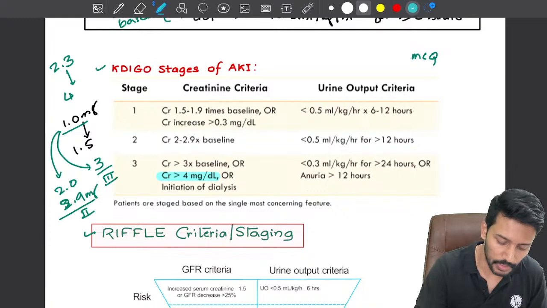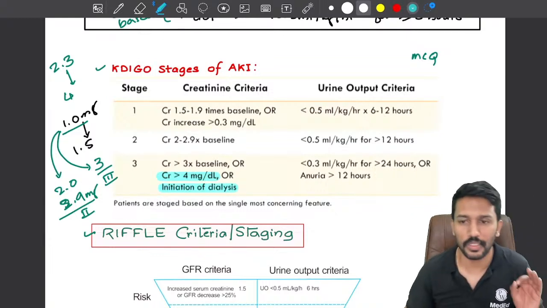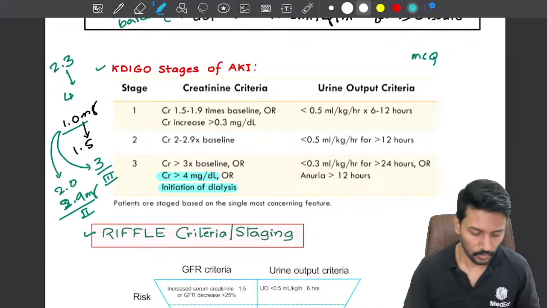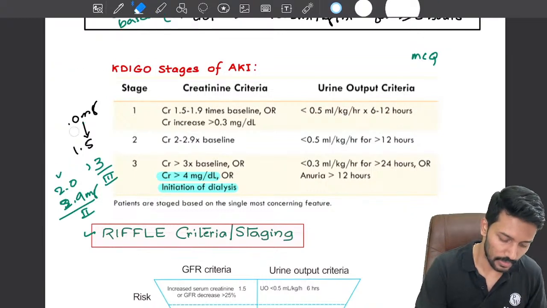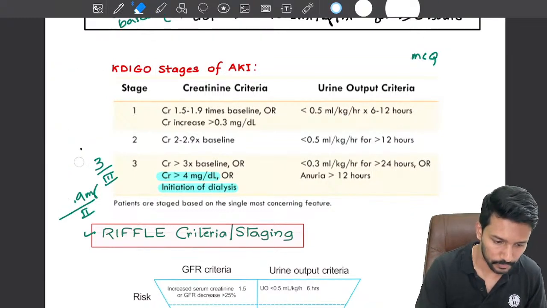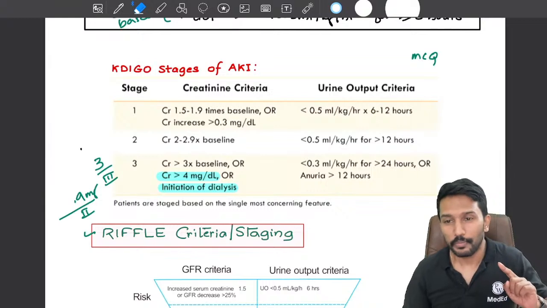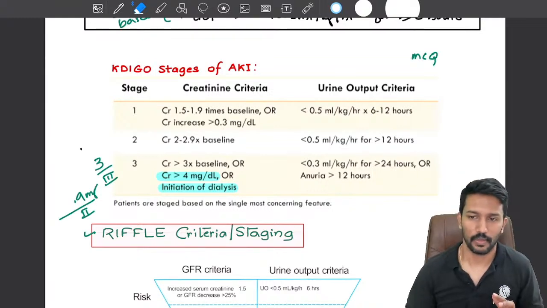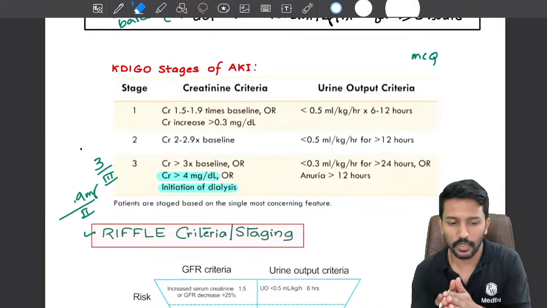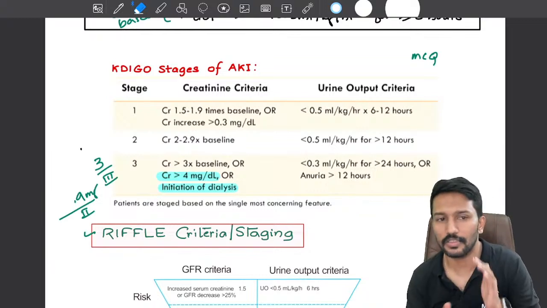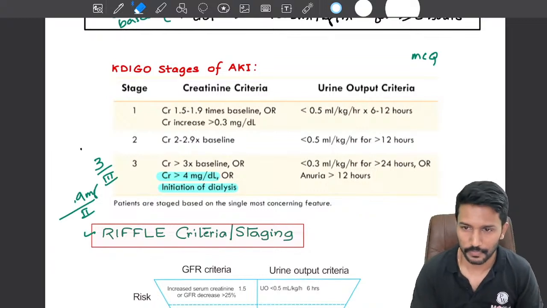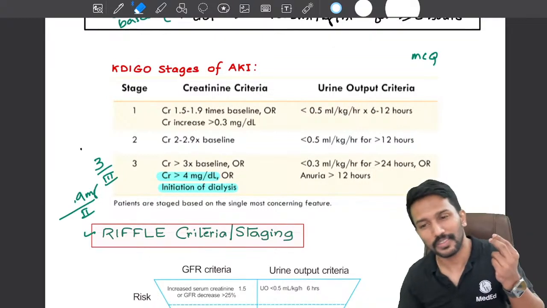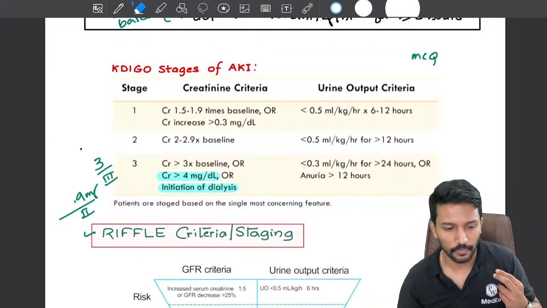Similarly, if I start the patient on dialysis, regardless of the creatinine level, it will also be considered stage 3. Whichever matches the higher stage should be taken. We have to look at either creatinine or urine, whichever places the patient at a higher stage, and that stage should be assigned to the patient. If creatinine stage is 3 and urine output stage is 2, then the patient is said to have stage 3 AKI. Okay.